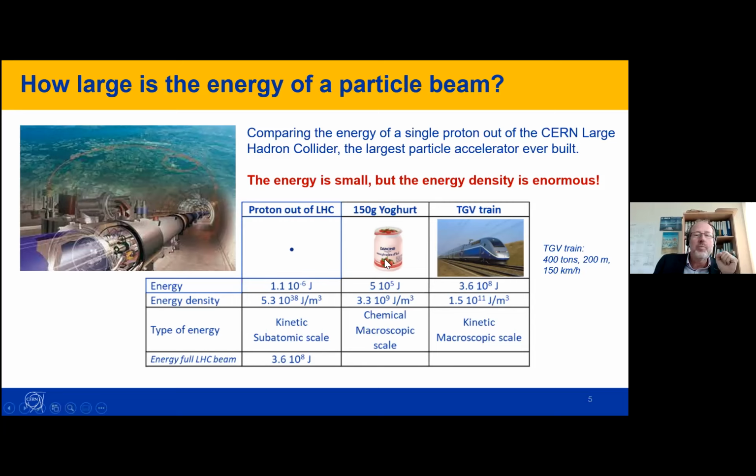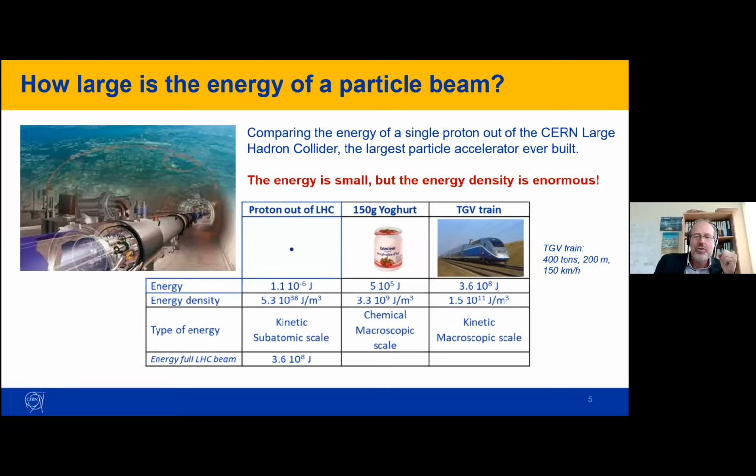If you go to the shop, you buy some yogurt, you will read on the label a certain number of joules in the yogurt. It is the energy of the chemical bonds inside the yogurt. This is 10⁵ joule. It's 11 orders of magnitude higher than the proton out of the LHC.